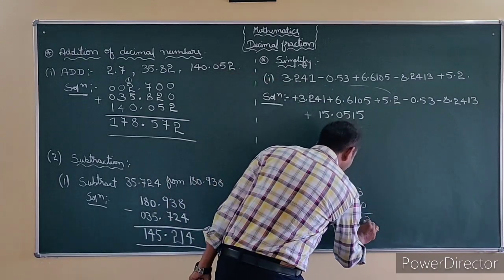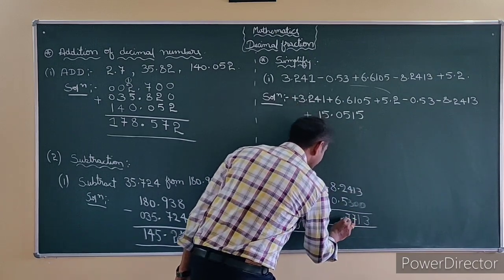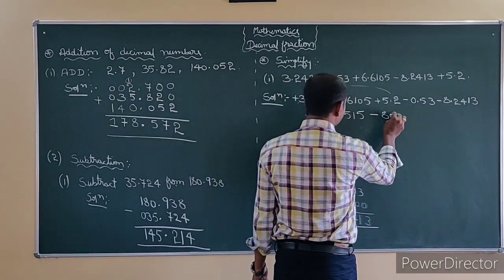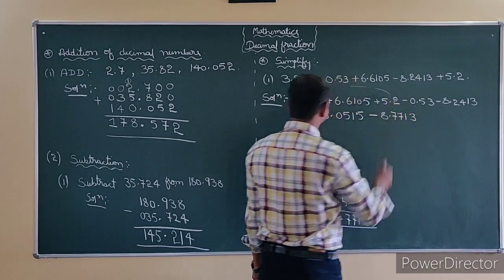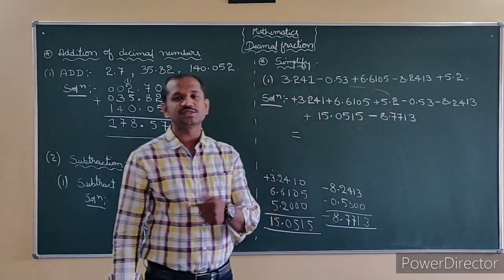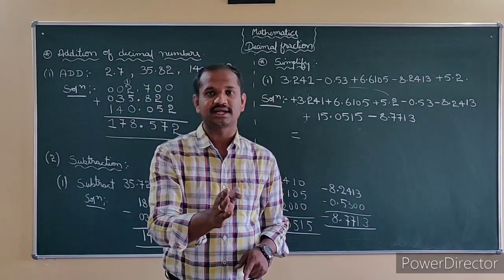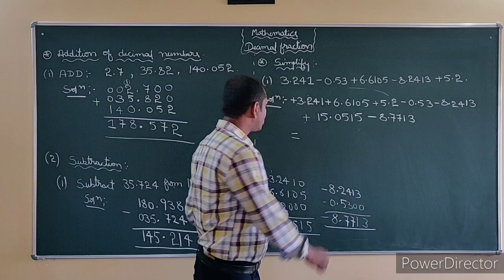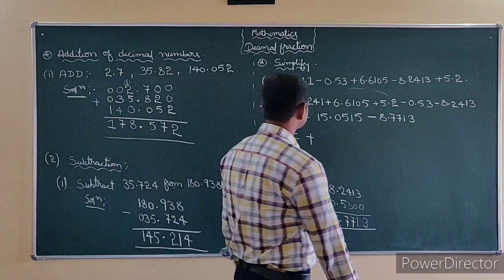Add 3, 1, 4 plus 3 is 7, 5 plus 3 is 7, keep a point. So what is the sign? The sign also is minus. So I have got 8.7713. Now I have one plus sign, one minus sign. What is the rule? When you see two different signs, subtract and put the sign of the greater number. Among both, which is the greater number? 15. No doubt we will get the answer in plus, but we have to subtract both. Let us subtract.